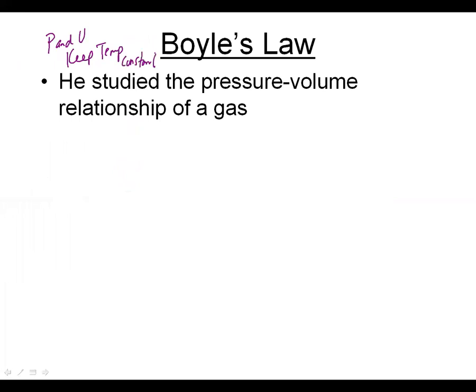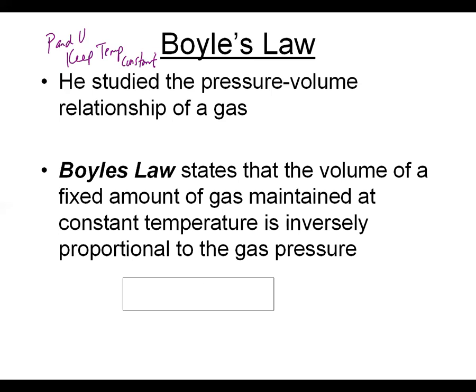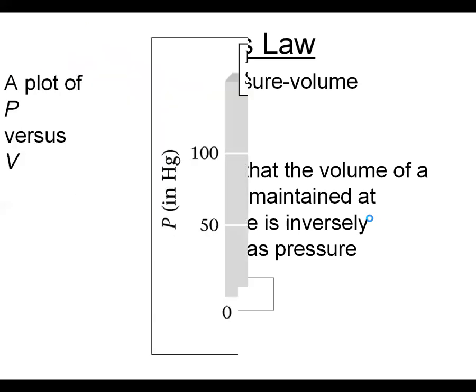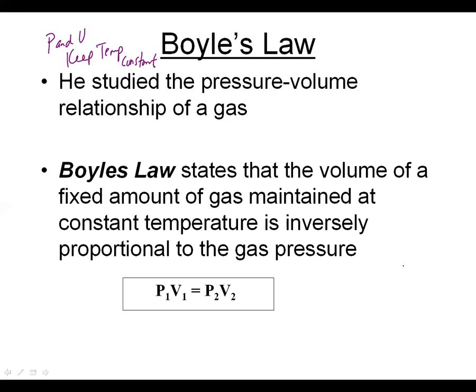So we're keeping temperature constant here. And basically, Boyle's Law says that the volume of a fixed gas at a constant temperature is inversely proportional to the gas pressure. So we get this relationship here: P1 V1 equals P2 V2. This again is what's considered Boyle's Law.